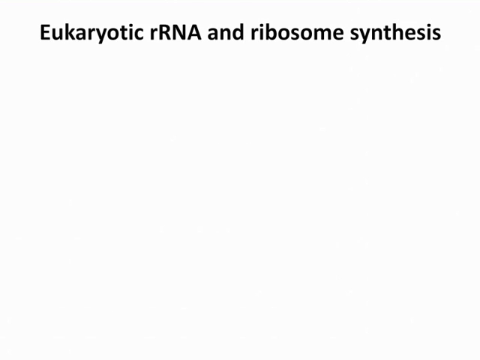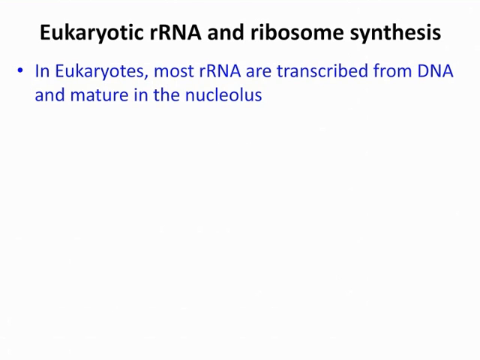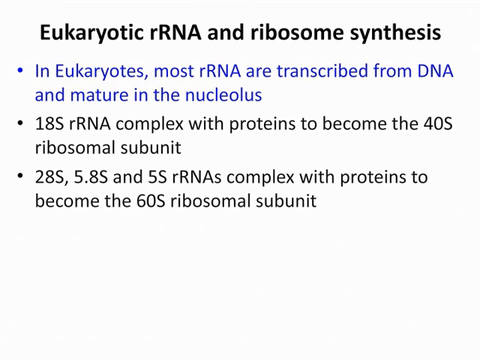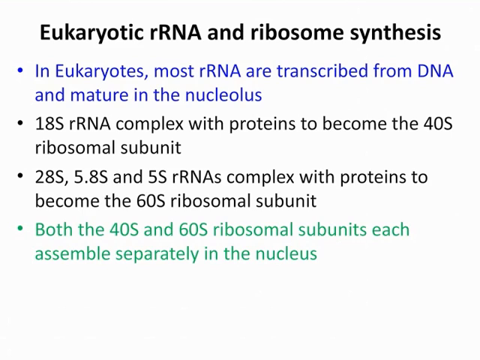So this slide talks about eukaryotic rRNA and ribosome synthesis. In eukaryotes, most of the rRNA is going to be transcribed from DNA, and this matures in the nucleolus. Other key things to point out is that the 40S and 60S ribosomal subunits are going to assemble separately in the nucleus, and you'll see a picture of this later.